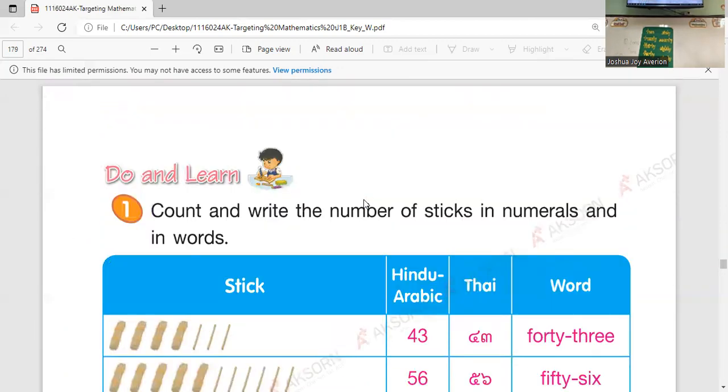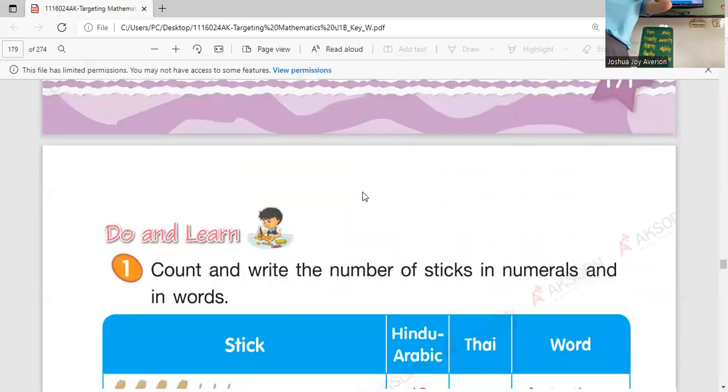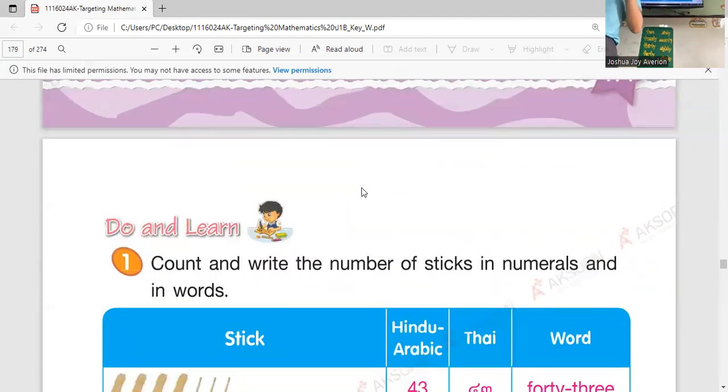It is on page 172. Okay. So now, look at here. How many sticks do we have? So one bundle. When you say one bundle, it is grouped as one. Okay. So one bundle is equal to 10 sticks.